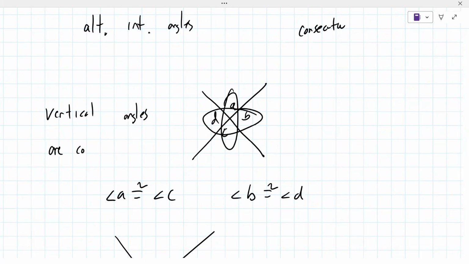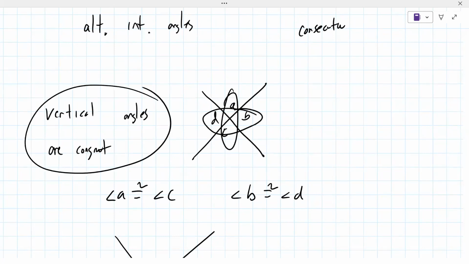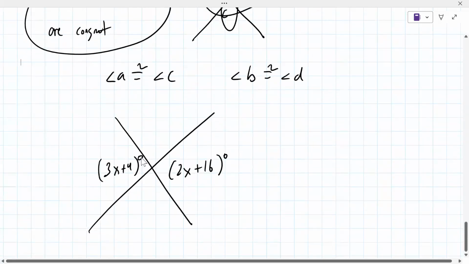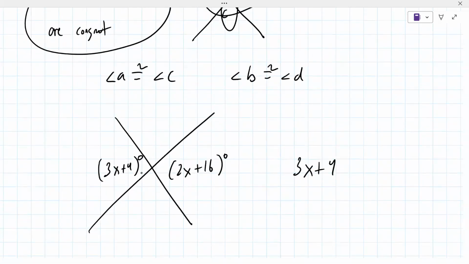So vertical angles are congruent. That's the key takeaway from this last little bit of our lesson here. Vertical angles are congruent. Congruent means you set them equal to each other. We're going to set these equations equal to each other. We were doing this in last week's lesson. We have to be able to solve an equation like this. Do you remember how to solve something like this?